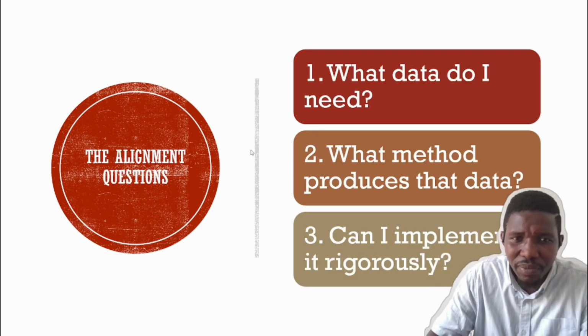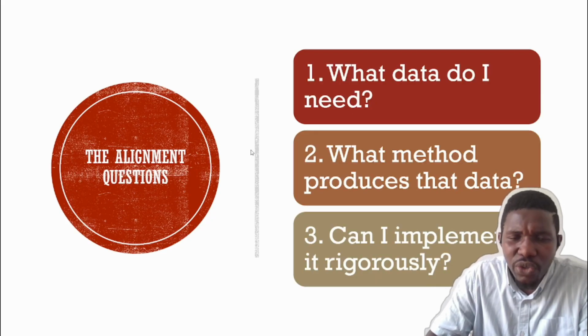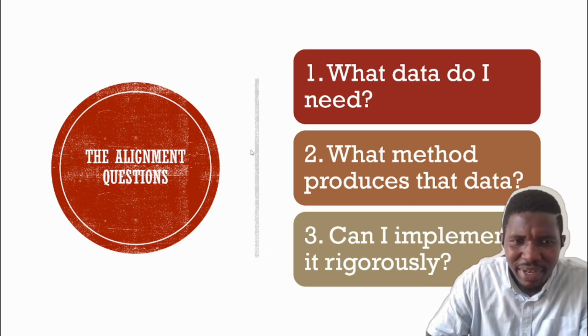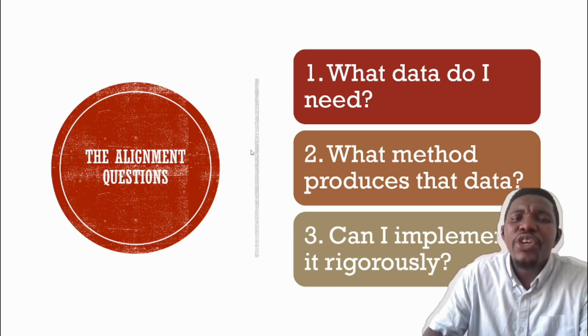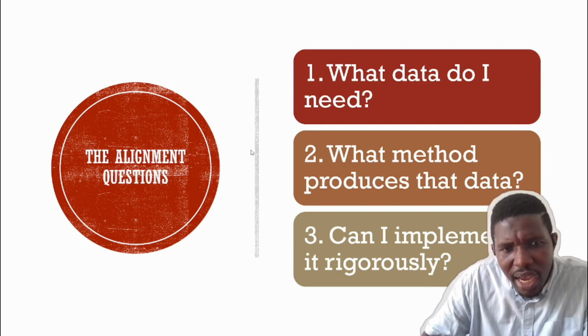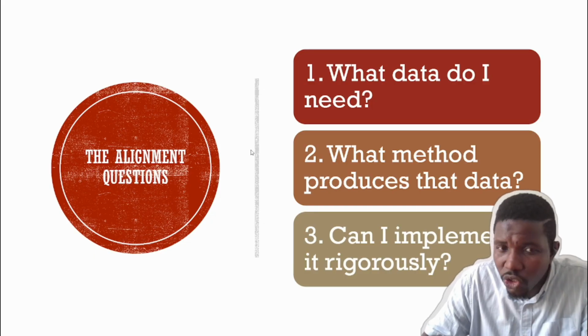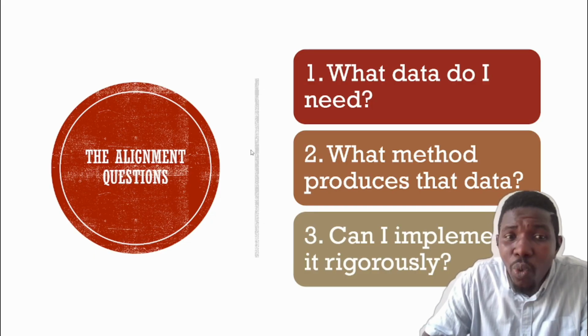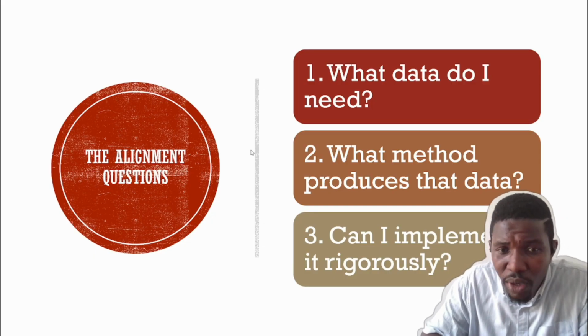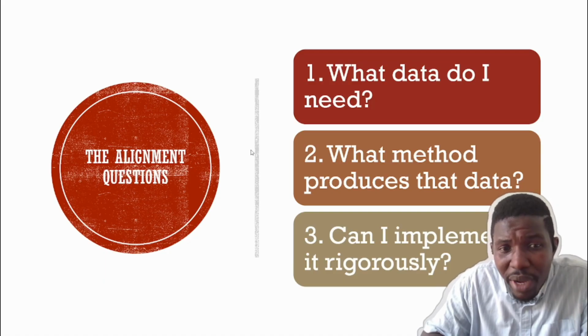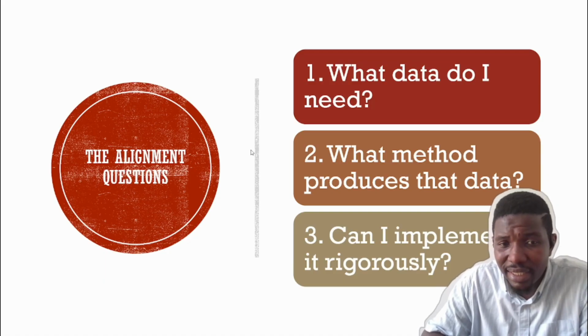The alignment questions. The first: what data do I need? Do you need quantitative data? Do you need qualitative data? Do you need both, which is a mixed method? Note that down. Second, what method produces the data that you want? What method produces that data?